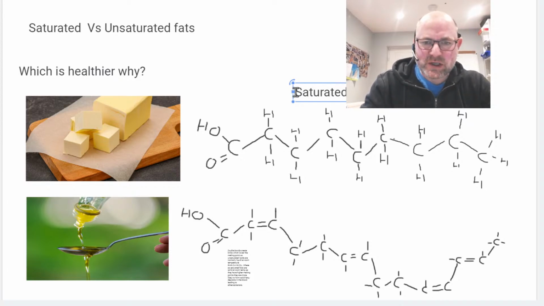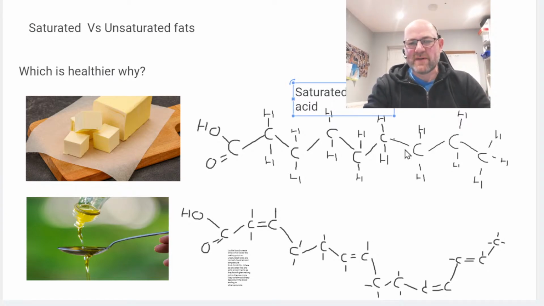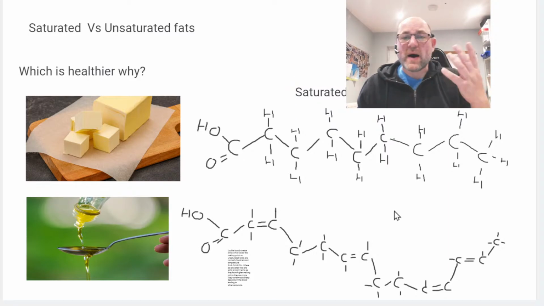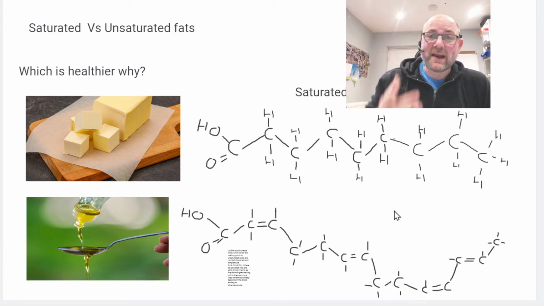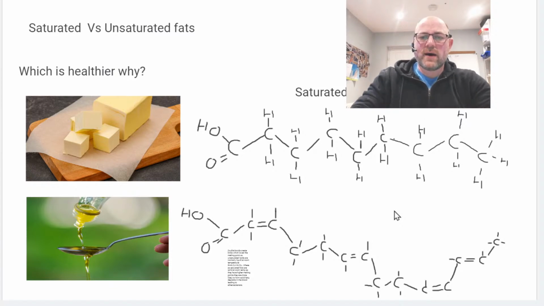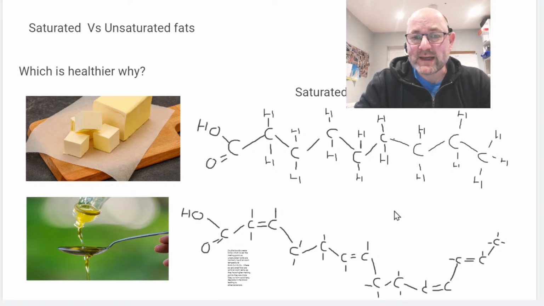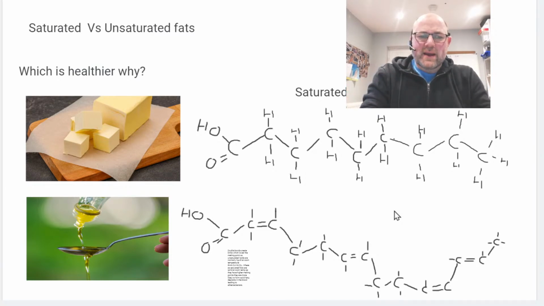So the definition, this is a saturated fatty acid or saturated fat, and you find this in solid fats like butter, lard, animal fats mainly, things from animals, so cheese, which comes from cows. Fats from animal products are saturated. They don't have a lot of double bonds. And what does that mean? How does that affect us?